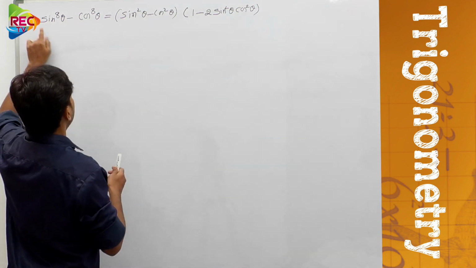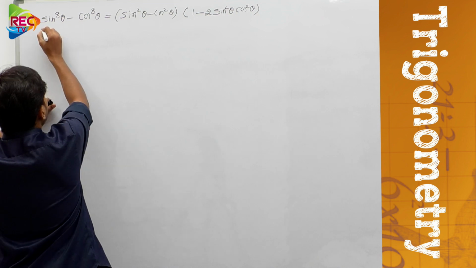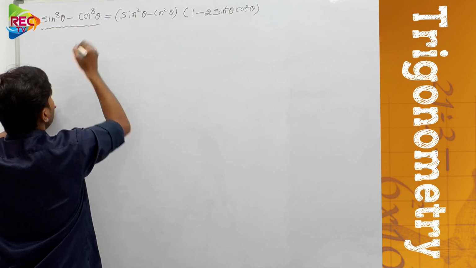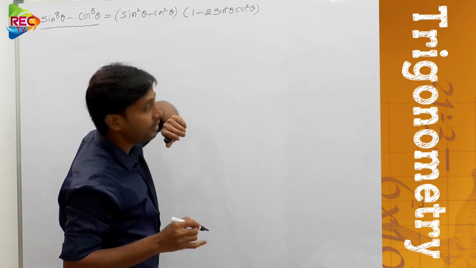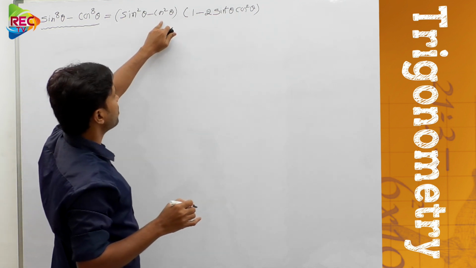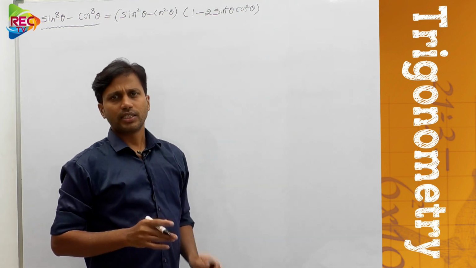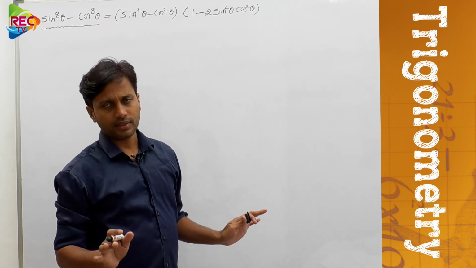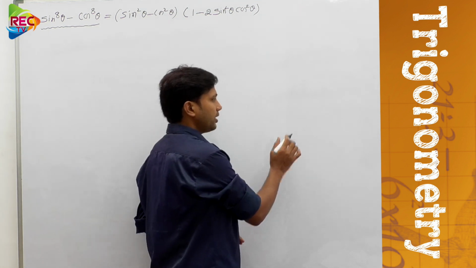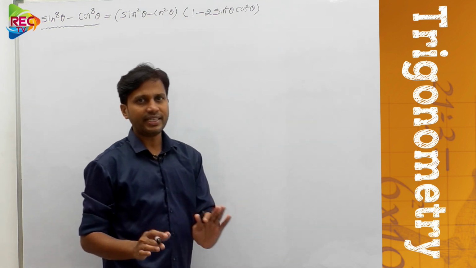Here we need to prove that sin power 8 theta minus cos power 8 theta is equal to sin square theta minus cos square theta into 1 minus 2 sin square theta cos square theta. It's a very simple pattern. You just need to solve this by using some algebraic identity. Let us see what it is.